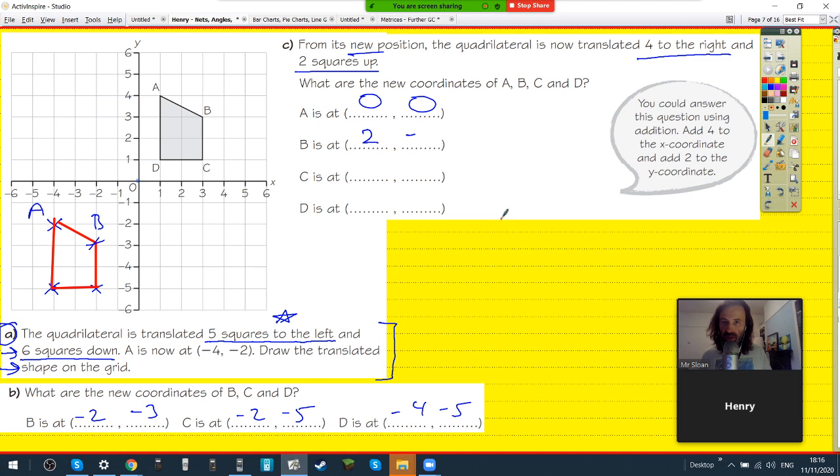So you can start at B. 4 right, 2 up. 1, 2, 3, 4. 1, 2. I don't remember. 1, 2, 3, 4. 1, 2. Okay, what's that coordinate? Minus 1 and 2. 2, minus 1. Yep, 2, minus 1. Okay. How about C?